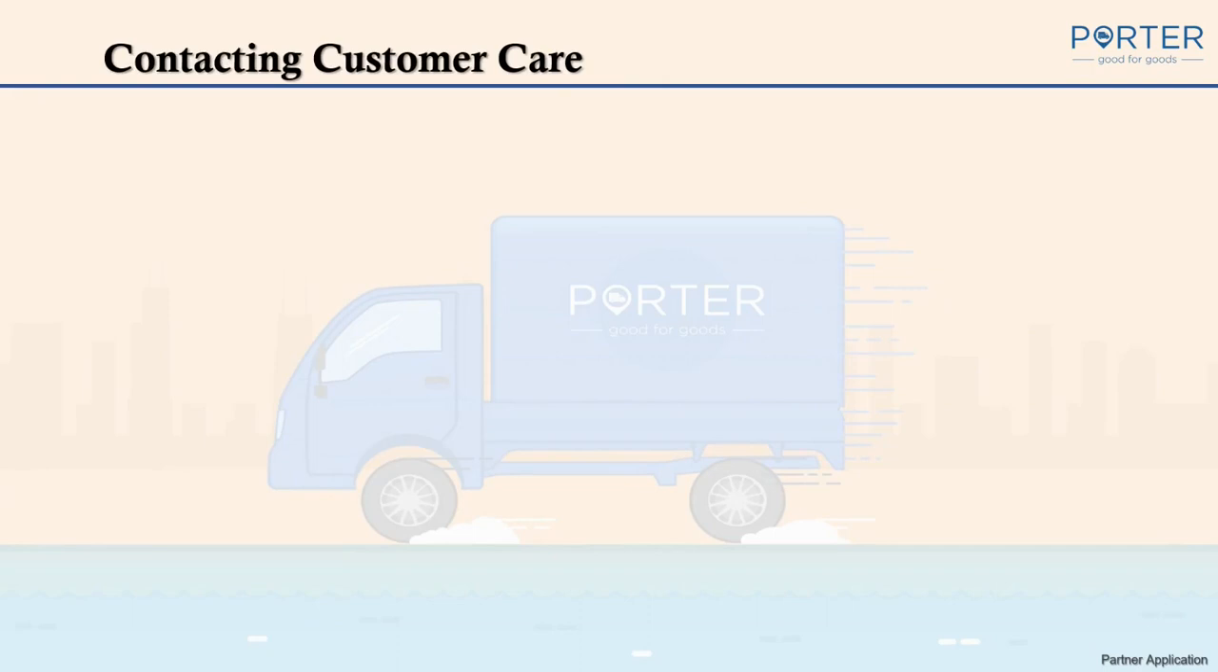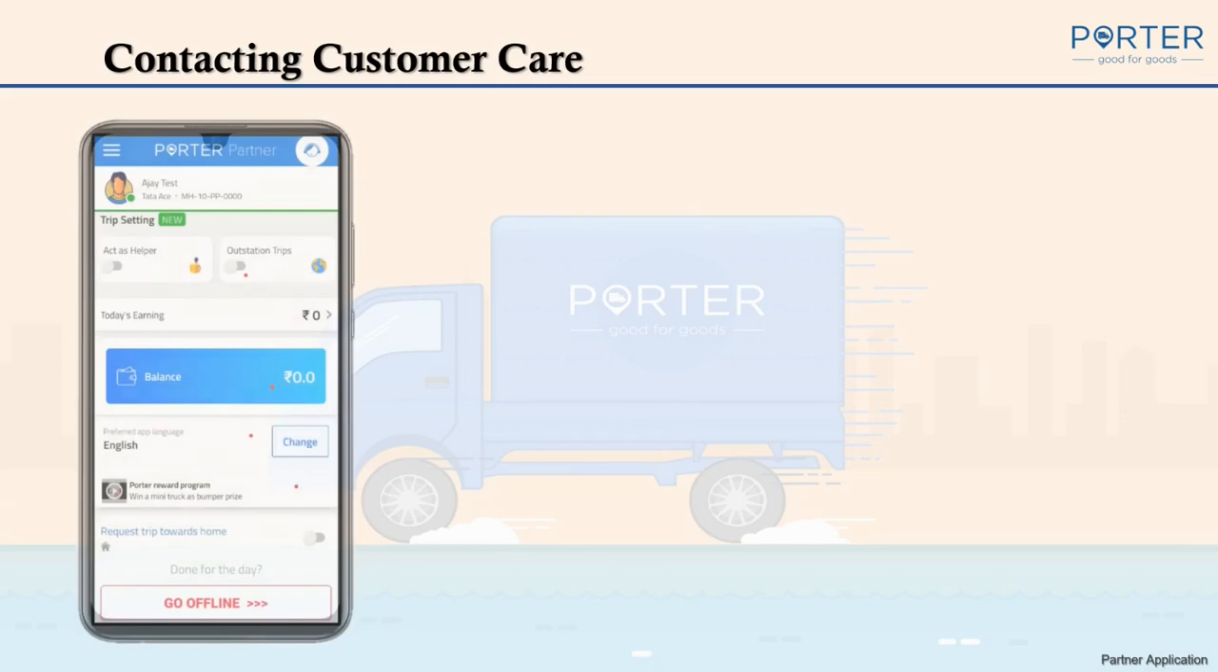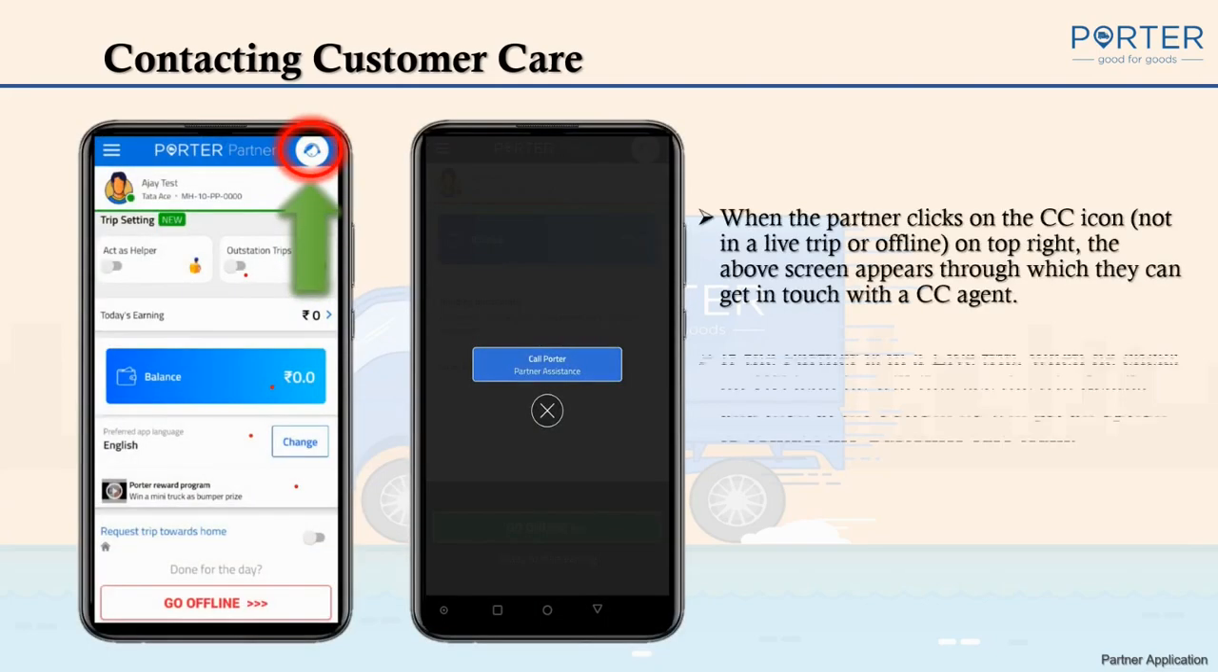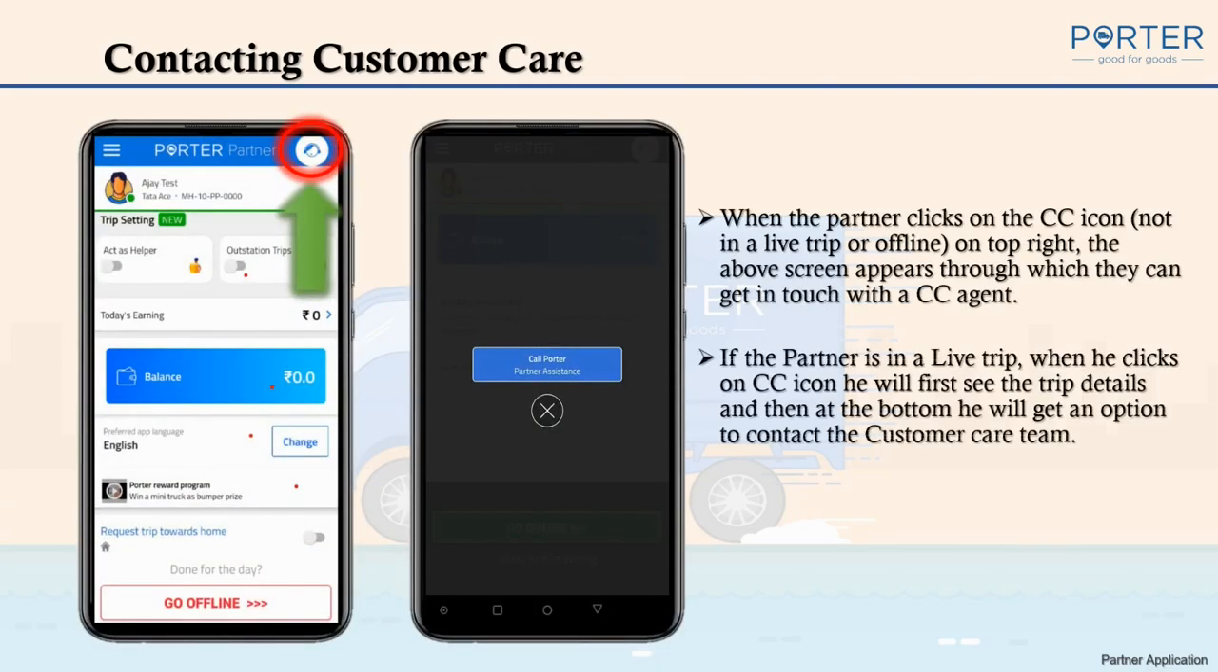So far, we saw different options, features, and toggles that can provide more information to the partner and help him earn a little extra money during his trips. Let's now see how can a partner contact the customer care team with regards to his complaint or query or if he needs help with any of the trips. So the first step that the partner needs to do is he needs to open his application and on the top right corner he will see a customer care icon. The partner needs to click on that icon to connect with the customer care team.